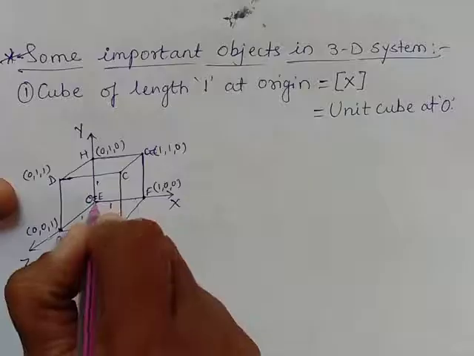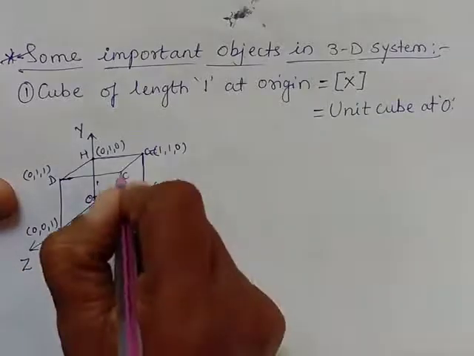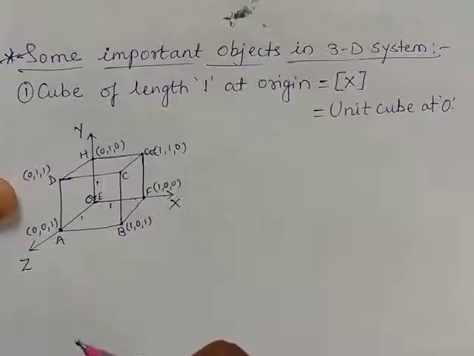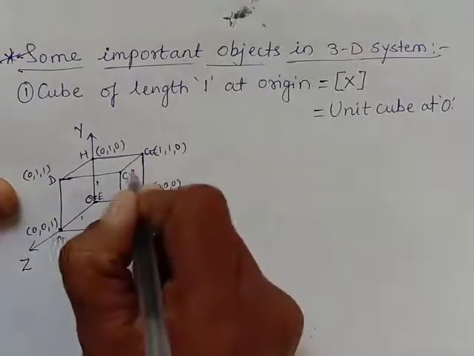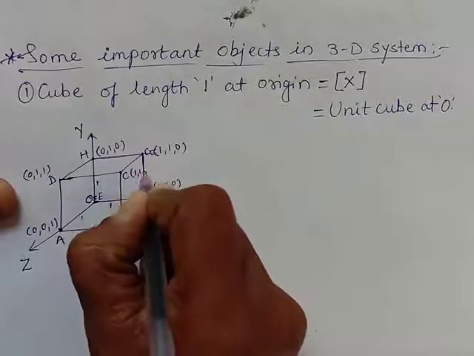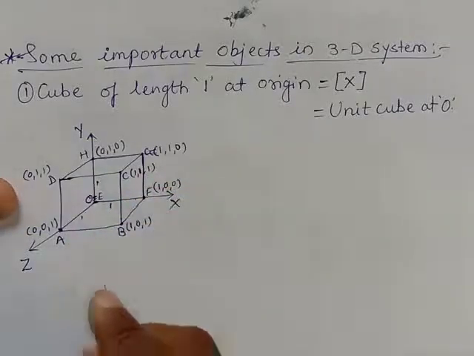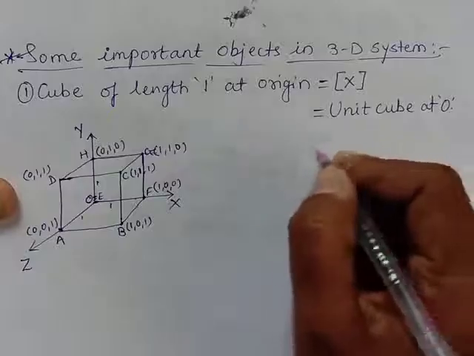And origin is known to us. Now the question is left for C. C is in a positive octant of XYZ, right? So the coordinates of C are 1, 1 and what? 1. 1, 1, 1 are the coordinates of C. So now this cube, how do we write that?